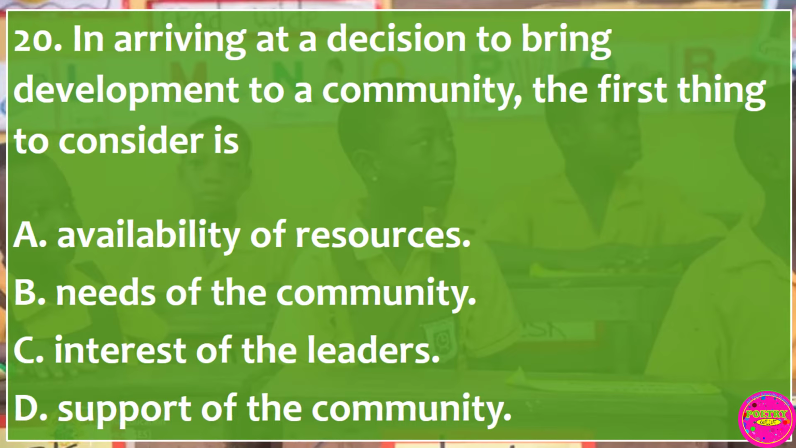Question 20. In arriving at a decision to bring development to a community, the first thing to consider is A. Availability of resources. B. Needs of the community. C. Interests of the leaders. D. Support of the community. The correct answer to this question is B. Needs of the community.